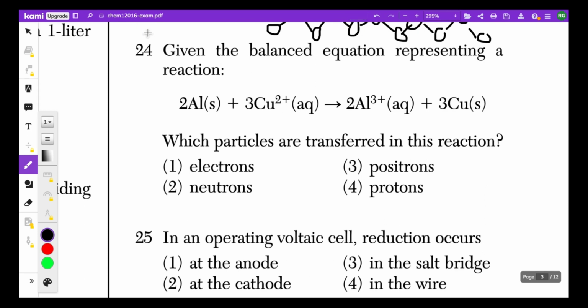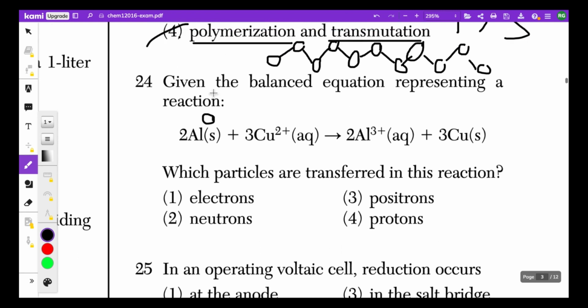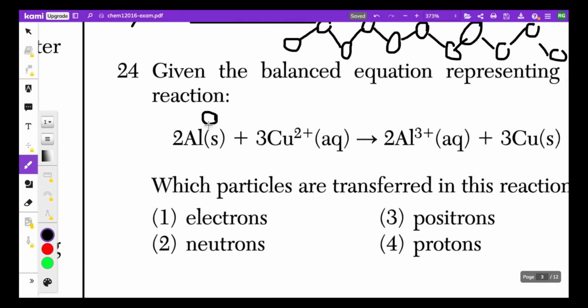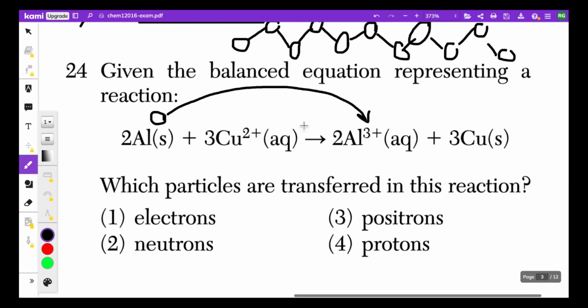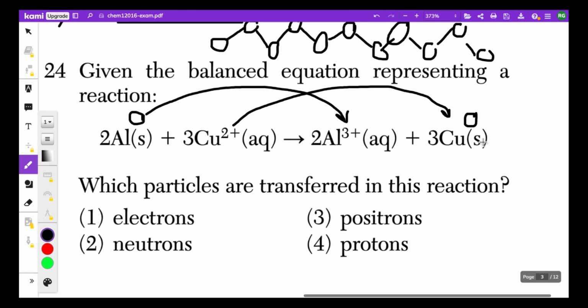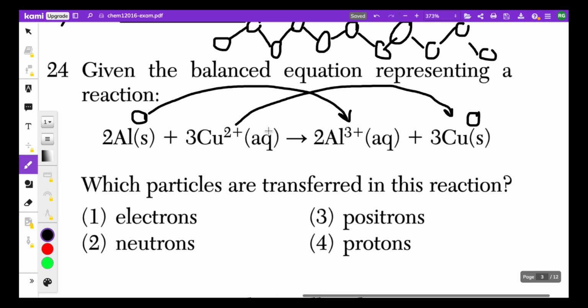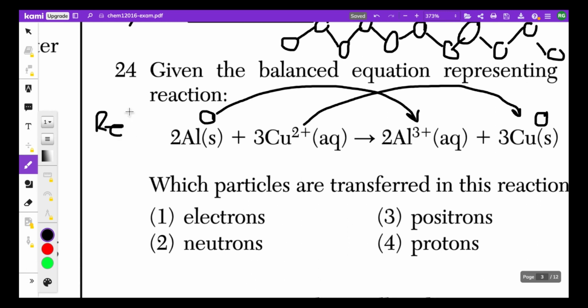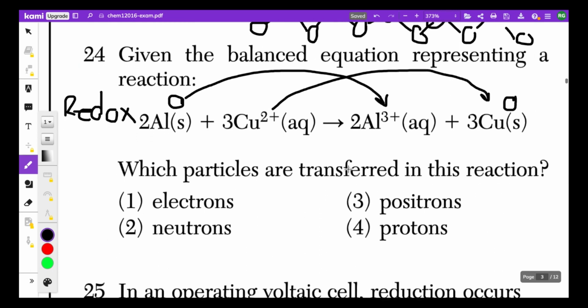Well, we can see that aluminum has gone from a charge of 0, right? An element by itself has an oxidation state of 0. And you can see how aluminum went from 0 to 3 plus. And you can see how Cu went from 2 plus to an oxidation number of 0. Okay? Now, changes in oxidation numbers in a reaction, these are something called redox reactions. And they involve the transfers of electrons.